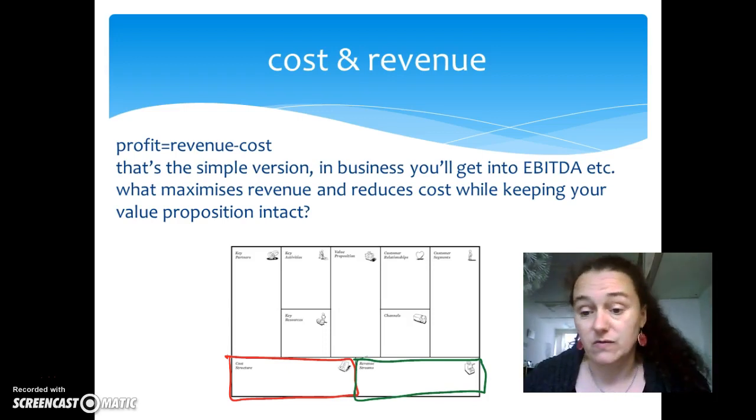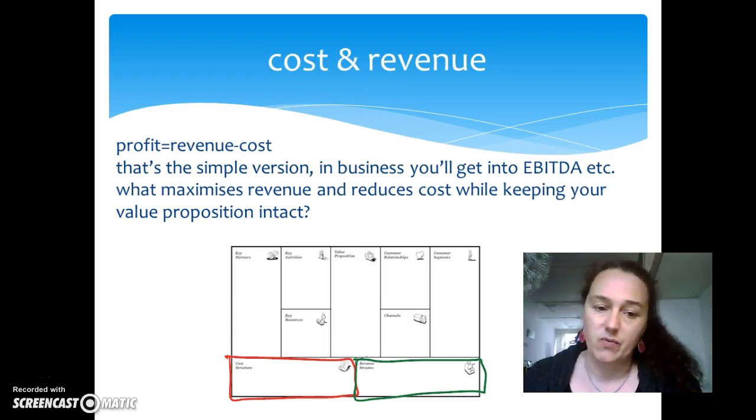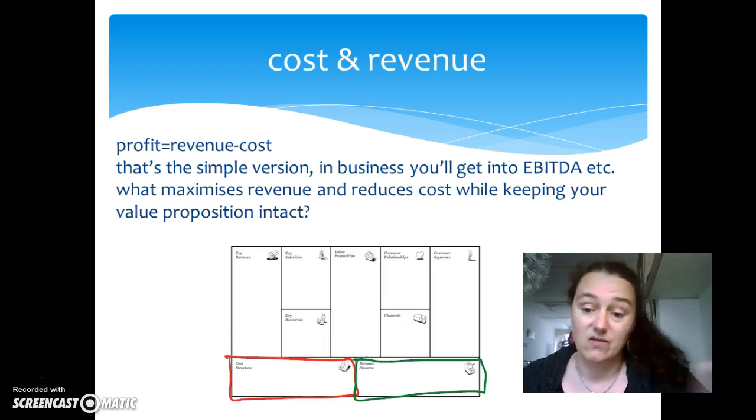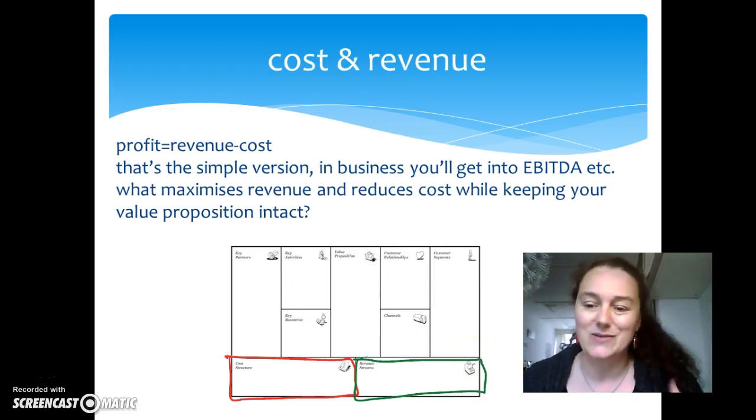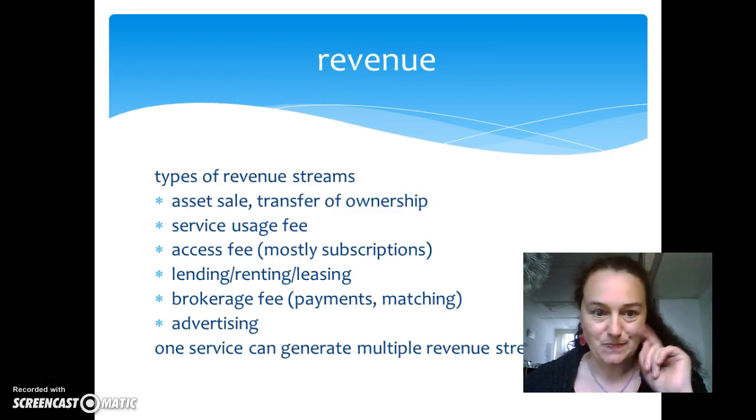And of course, for your overall business view, the profit is revenue minus cost. So you're looking to maximize those revenues. And then they are related to your value proposition. So these are the things that you need to think about when setting up your business model canvas.